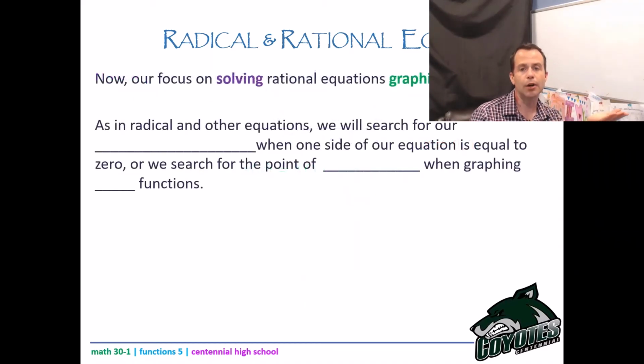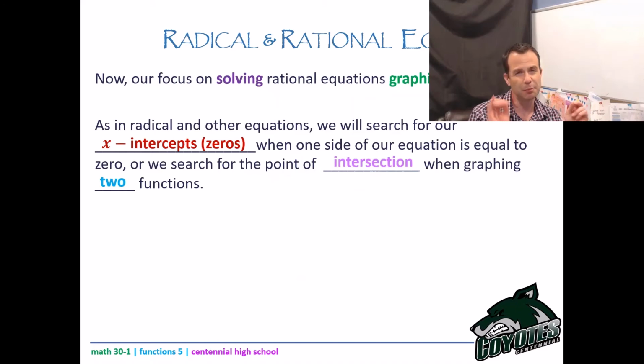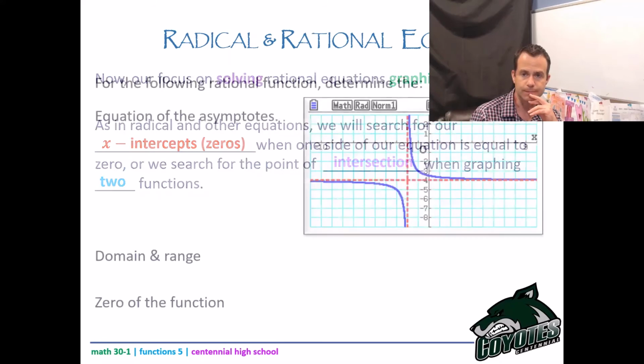All right, now our focus on solving rational equations will be graphically. So as in radical and other equations, we will search for the x-intercepts or zero when one side of our equation is equal to 0, or we search for the point of intersection when graphing 2 functions. But I want you to be even more clear with that statement. It's not just the point of intersection, it's the x value at that point of intersection, okay? It's the x value of the point of intersection.